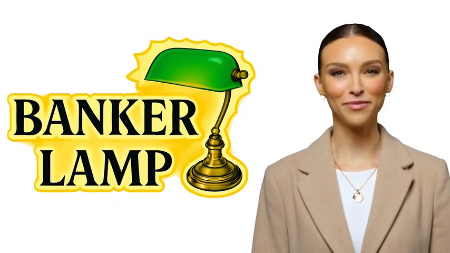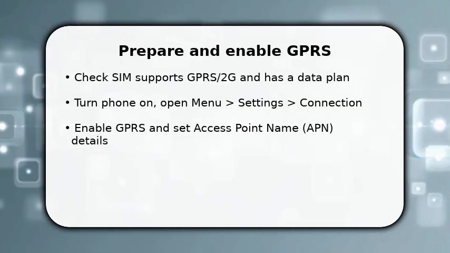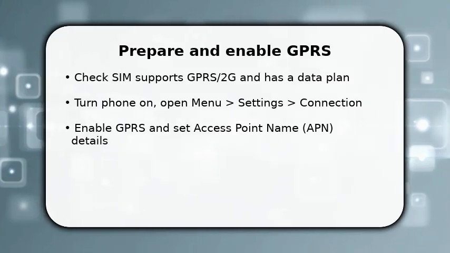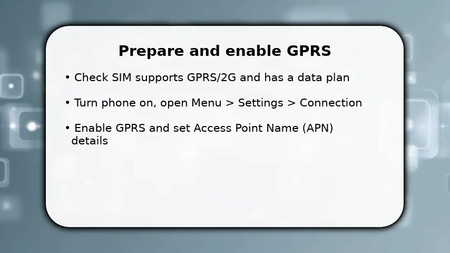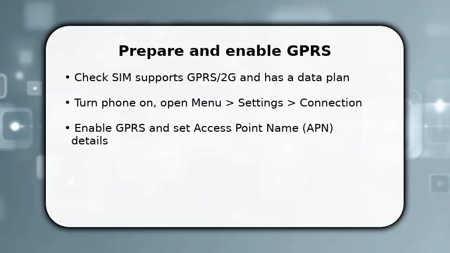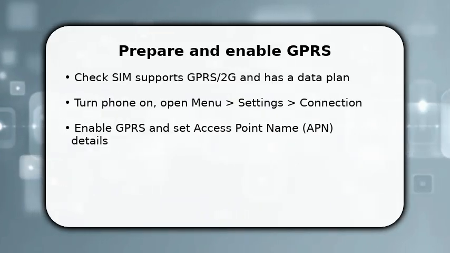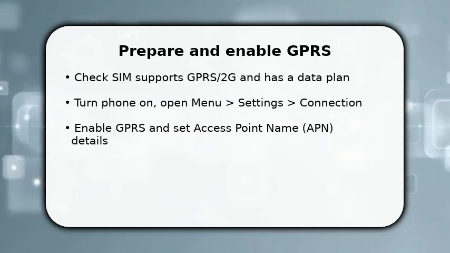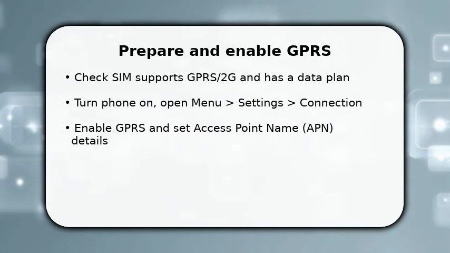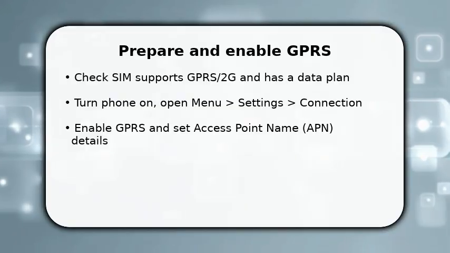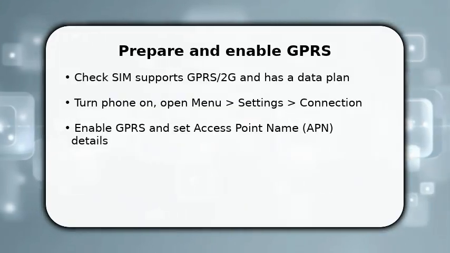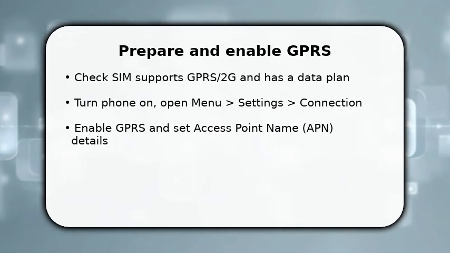Please enjoy the video. You start by confirming the SIM supports GPRS and has a small data allowance. Once done, power on the Nokia 3310 and go to Menu, Settings, Connection. Enter the access point name from your carrier, fill in username and password if required, and enable the GPRS toggle. Make sure signal bars show network availability.